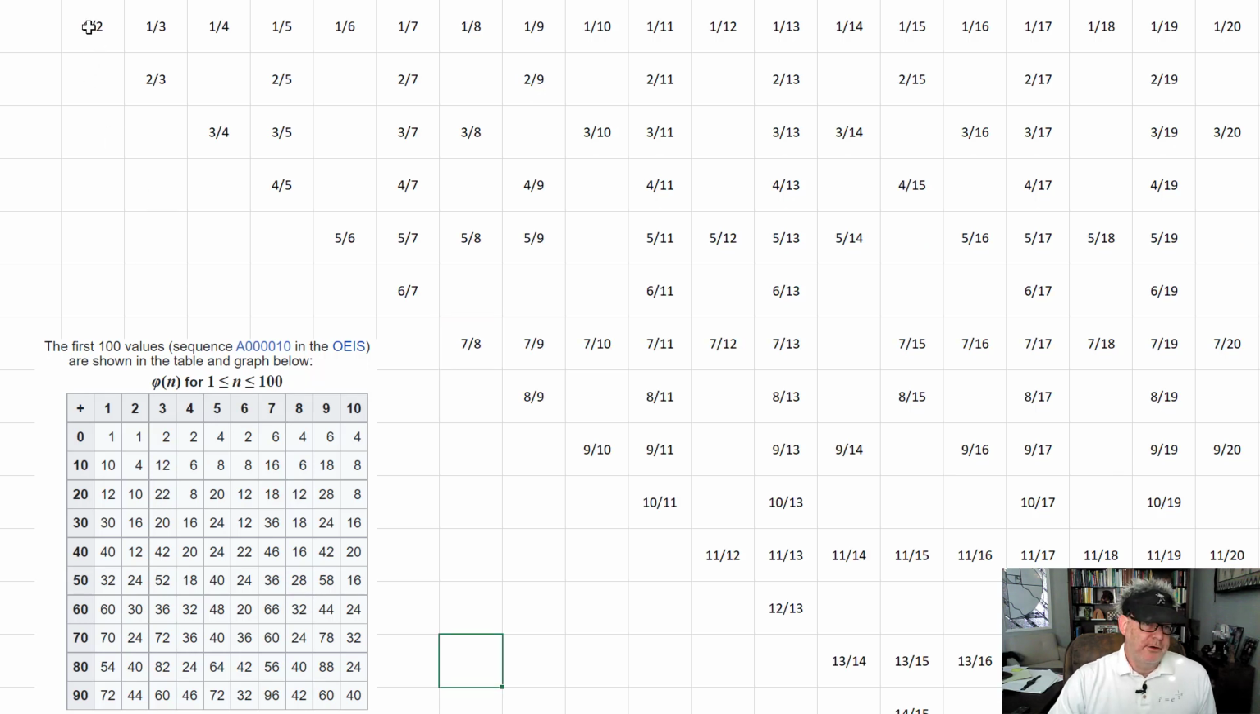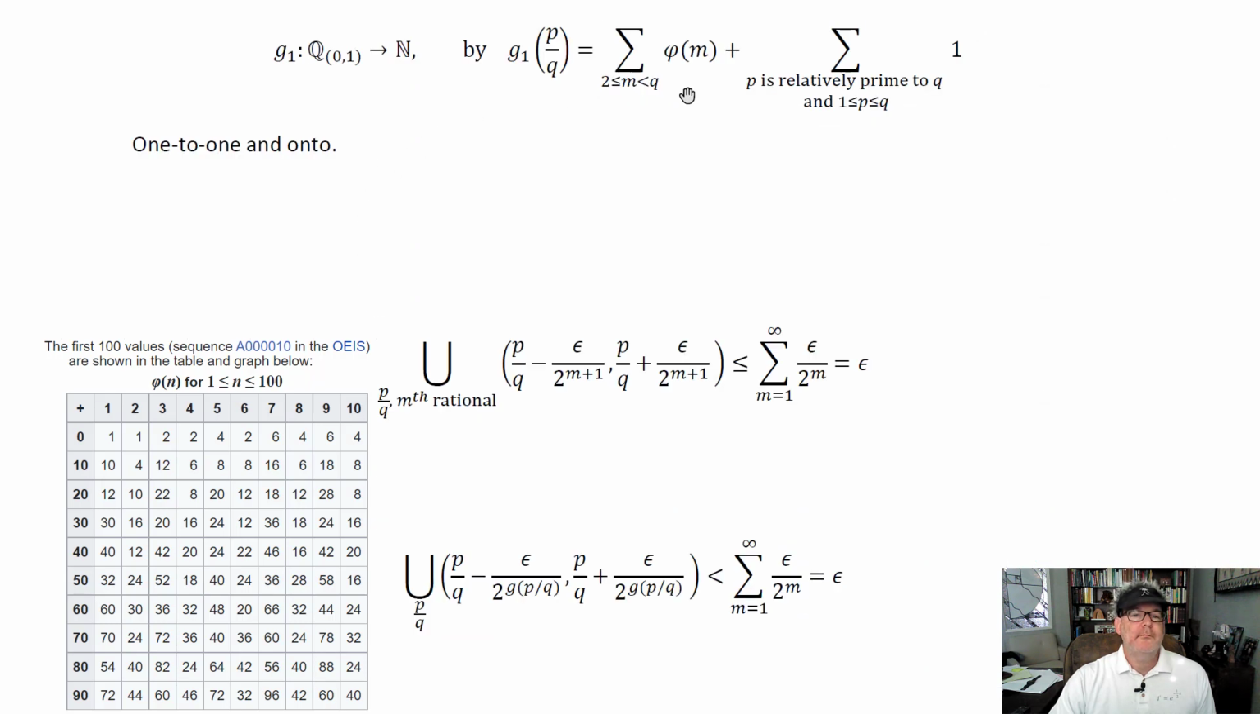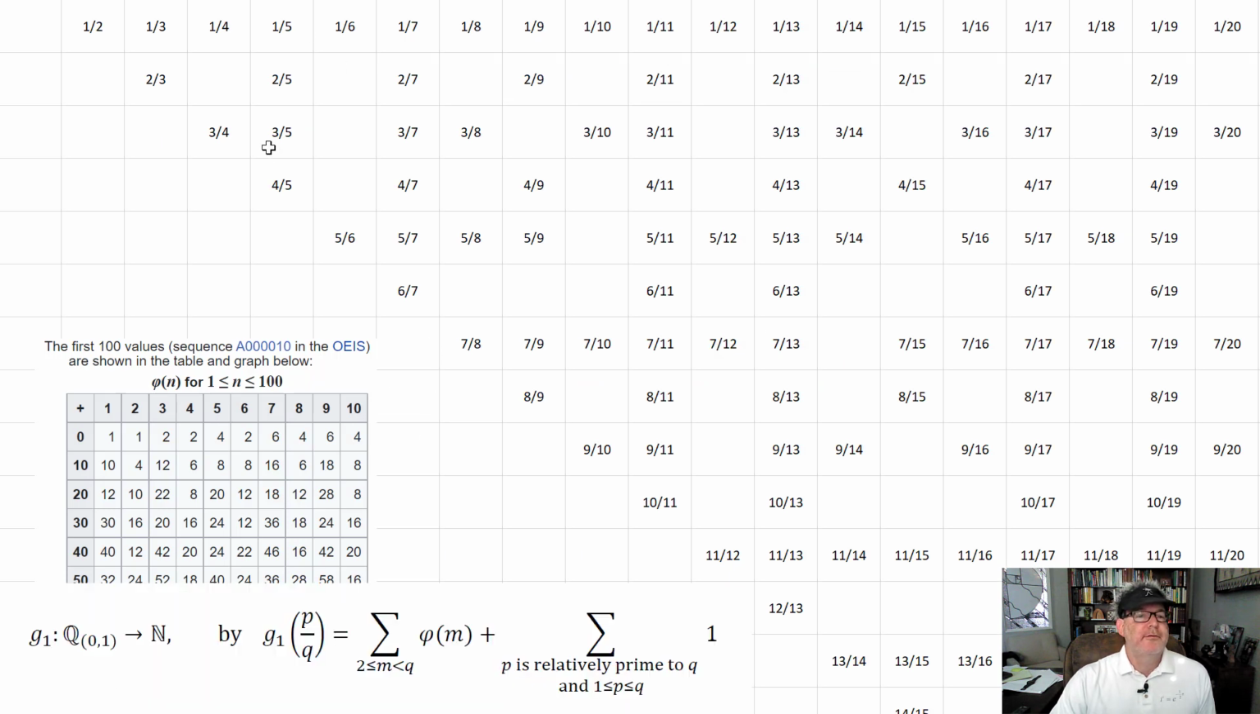So if that's the first, and then that's the second and the third, then you can see this function where I add up phi of m for all values less than my current denominator. Let's start with 5. So at 5, I want phi of 2 plus phi of 3 plus phi of 4. So that'd be 1 plus 2 plus 2. So I'm at 5.